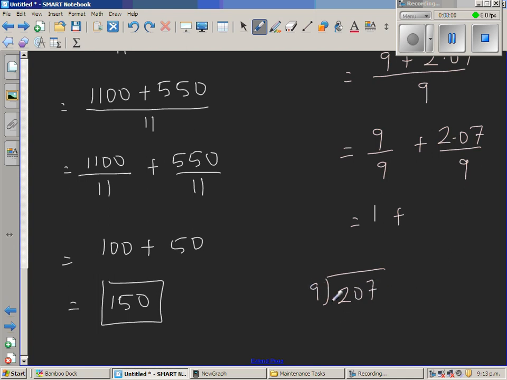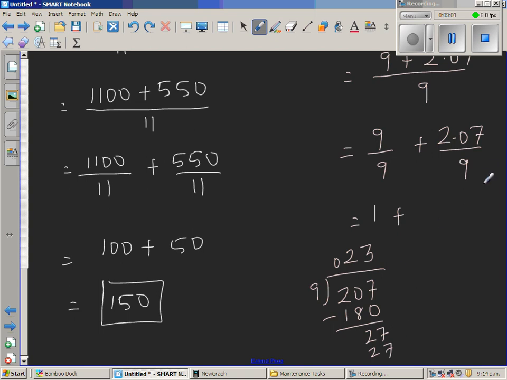How many times does 9 go into 20? Two times. This is the long division method. Actually, this is in the tens place, so this is 180 in fact. 9 doesn't go into 2, so you put a 0 there, and 9 times 20 is 180. Now 207 take away 180 is 27. So 9 goes into 27 three times.